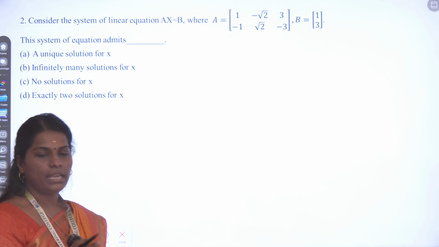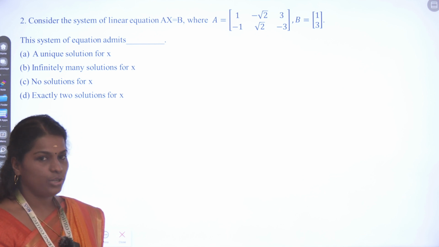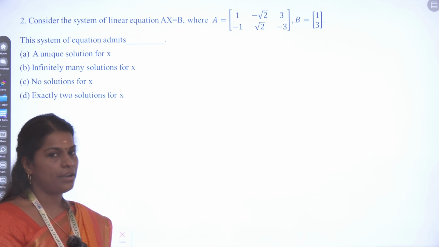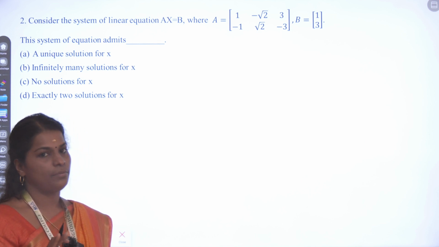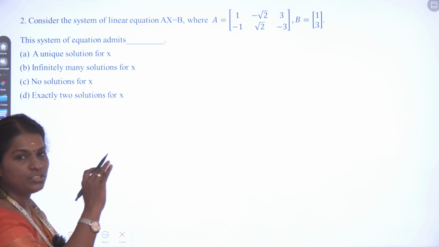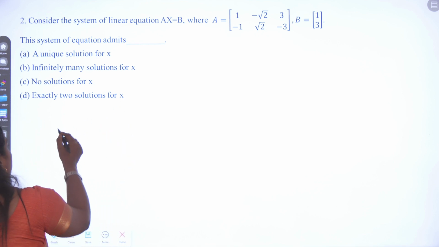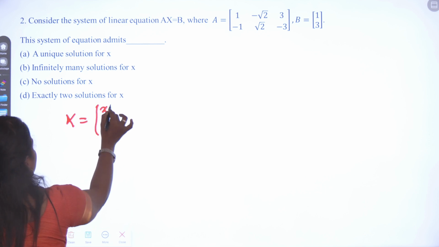Whenever we check whether the system has a solution or not, or the number of solutions, we need the augmented matrix, and we have to convert that augmented matrix into row echelon form. That is the concept. Right. Now here capital X is not mentioned. Now considering that capital X as X and Y.